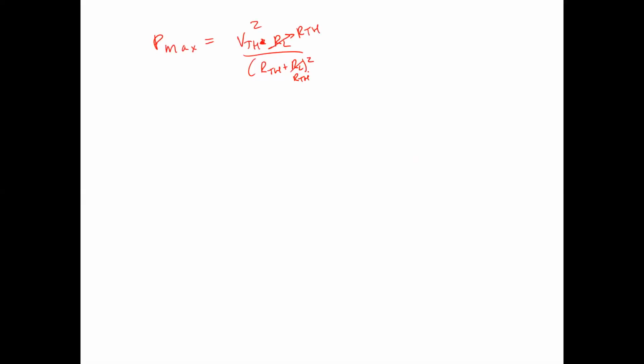So we get 2 R Thevenin squared, so it's going to equal V Thevenin squared times R Thevenin over 4 R Thevenin squared. And so that is just going to equal V Thevenin squared over 4 R Thevenin. That is the maximum power that you can get.